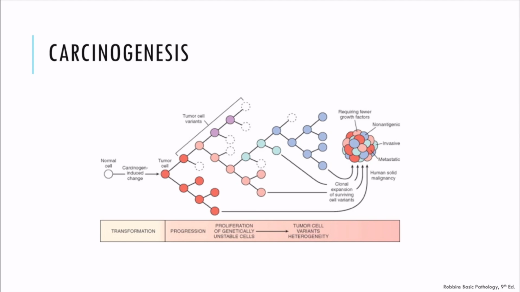So in this figure, we have a normal cell. And in this case, we're adding a mutagen here, a carcinogen-induced change. And now we have a genetic mutation. And the genetic mutation has changed the normal cell into a cancer cell.